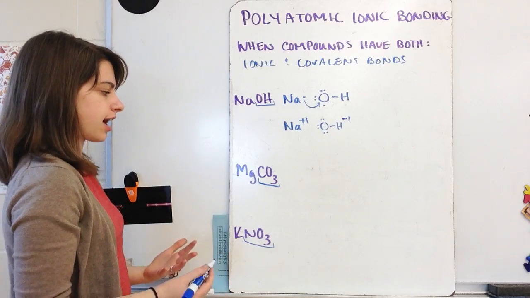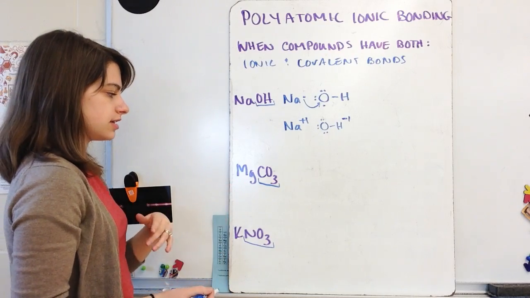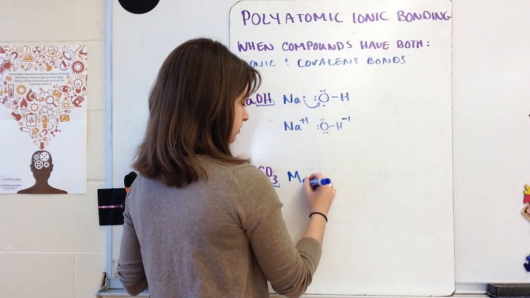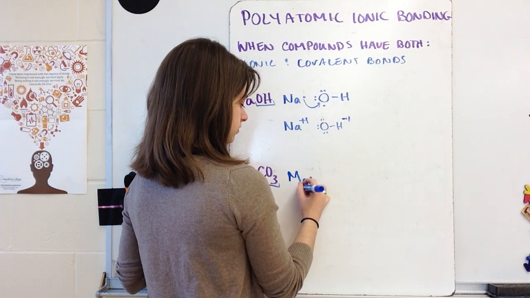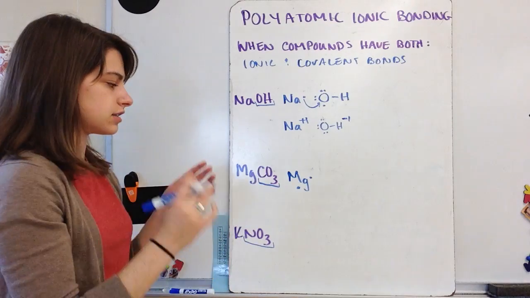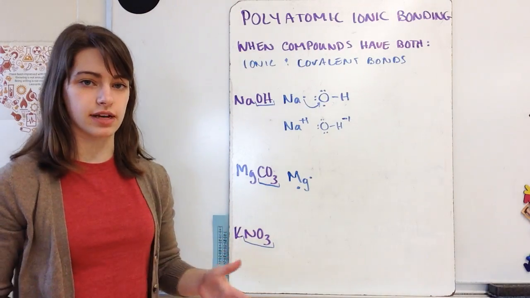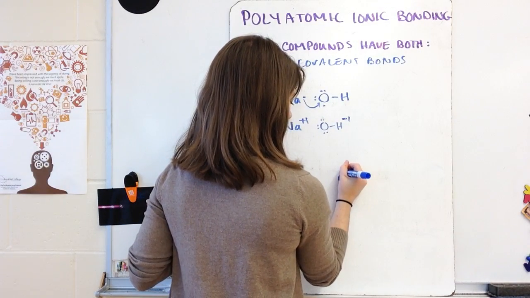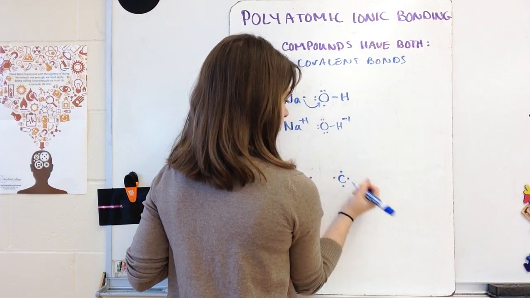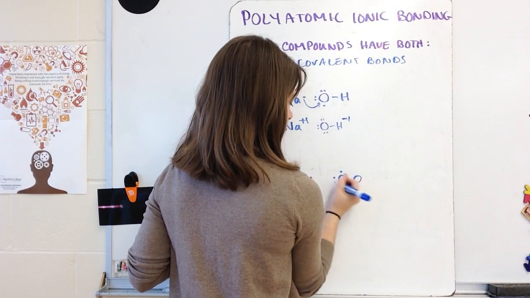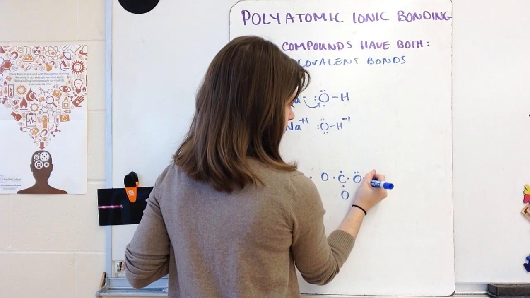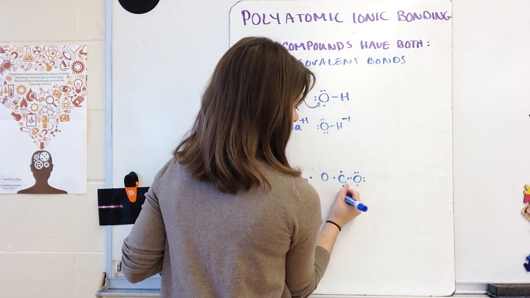Let's look at a little bit more complicated example. Let's look at magnesium carbonate. So magnesium has 2 valence electrons. And carbonate, let's look at that separately because we know it's going to have covalent bonding. So we're going to have carbon with 4 valence electrons and 3 oxygens. And each oxygen is going to have 6 valence electrons.